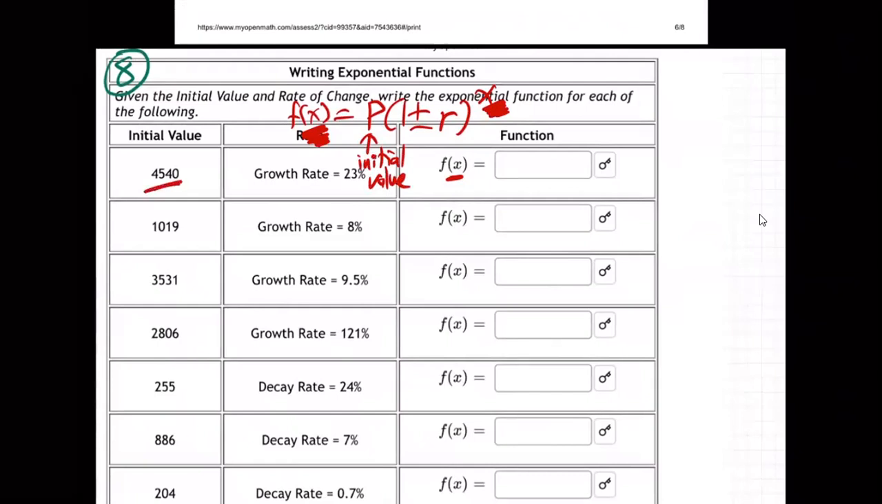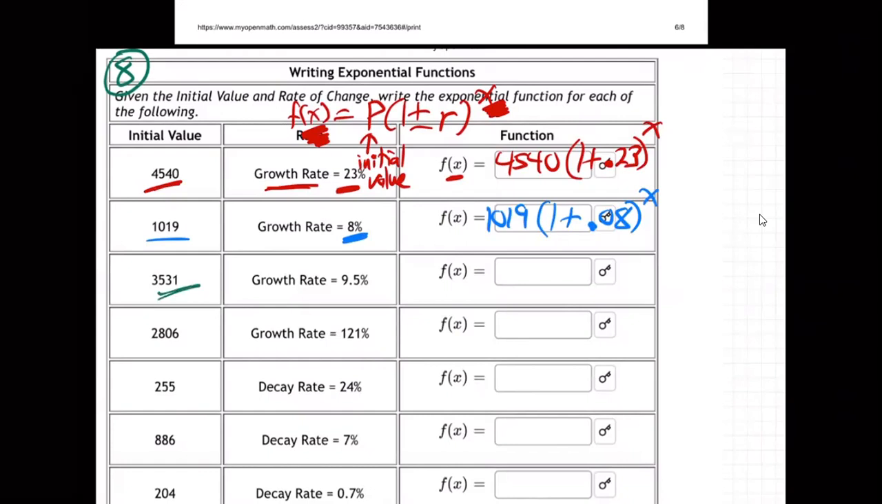Okay, so if the initial value is 4540, it's 4540 times (1 plus 0.23) to the x, since it's growth. You've got to use the decimal version. The next one, 1019, put that in the front. 1 plus 8%, 0.08. Remember, whenever you change from a percentage to a decimal, you've got to move the decimal point back 2 places, to the x. The x is in the power zone. This is exponential, exponent zone.